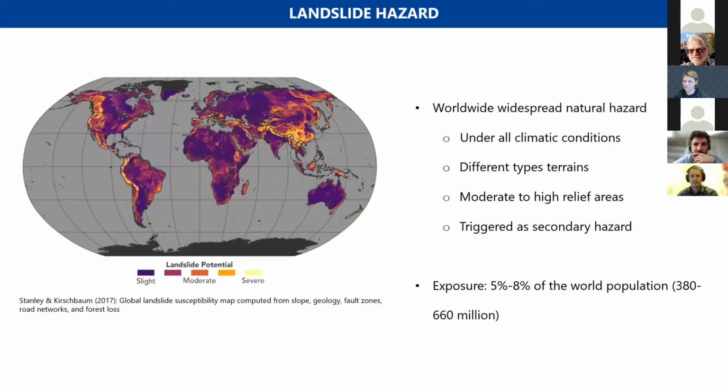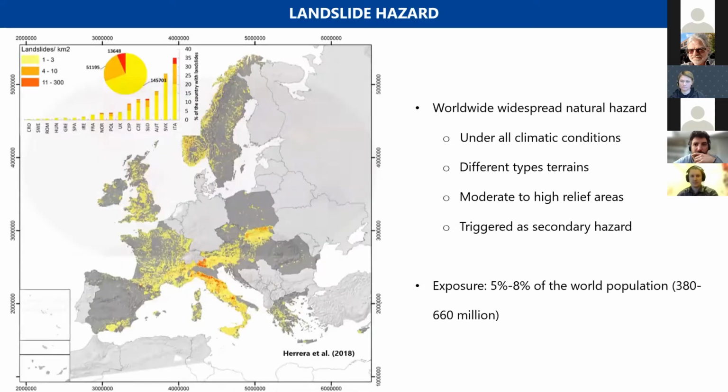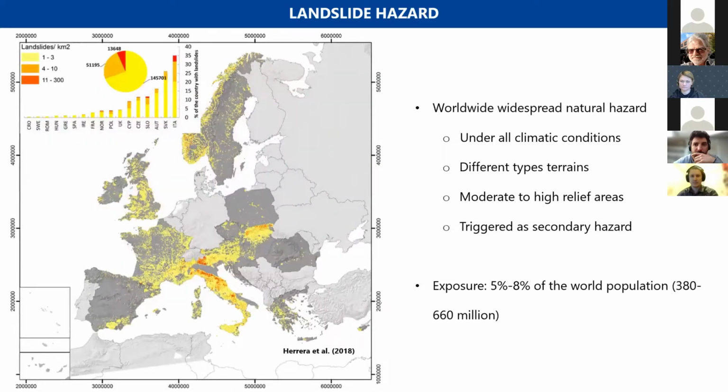So landslides are natural hazards which are widespread worldwide. They occur under all climatic conditions, in different types of terrain, and even in gentle slopes. Recent studies estimate that between 5 and 8% of the world's population is exposed to landslide hazards. In the case of Europe, the fast population growth in urban areas plus extreme climatic scenarios can increase the landslide risk in the near future.